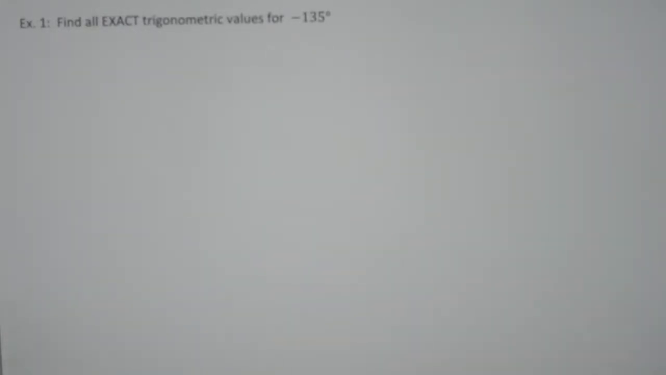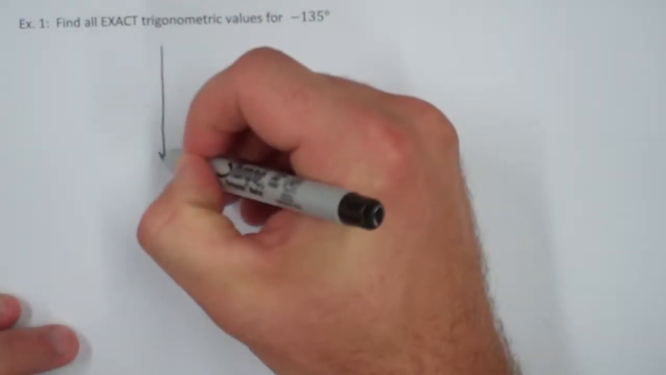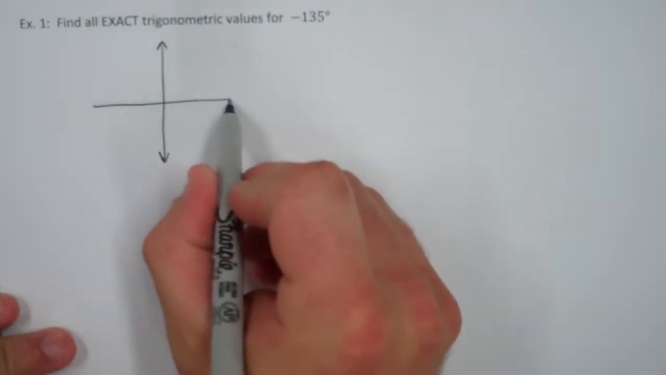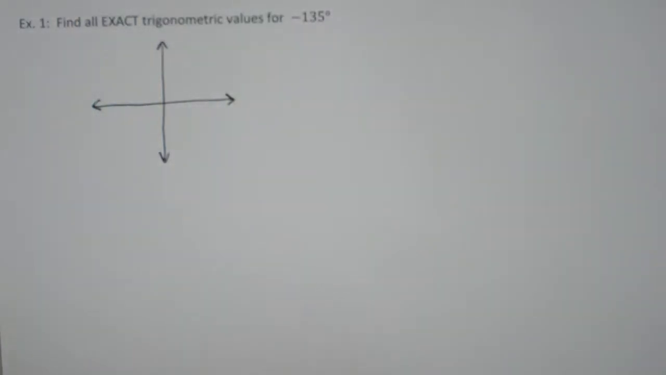In example 1, we're asked to find all EXACT trigonometric values for negative 135 degrees. I like to draw these angles right from the get-go. It helps my brain think about where they are, and it can also clear up some misconceptions. So here's our coordinate plane.